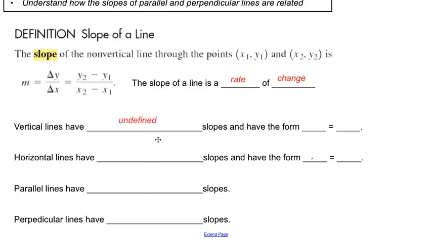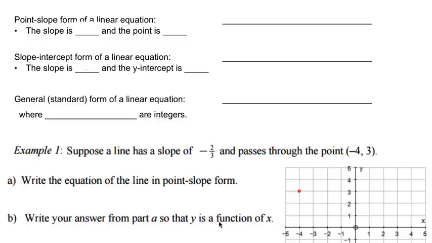Vertical lines have undefined or no slope, and they have the form of the equation x equals a constant. Horizontal lines have a zero slope, and their equations are y equals a number. Parallel lines have the same slopes, and perpendicular lines have opposite reciprocal slopes. So the opposite sign, and then they're inverted. All of that should be review, nothing new there.